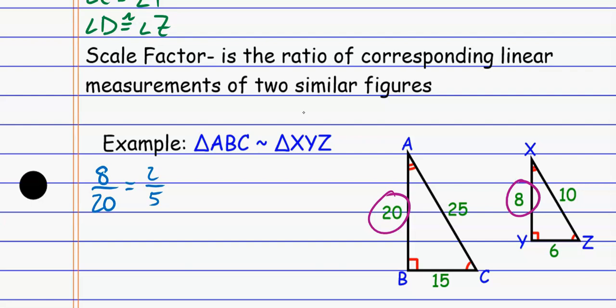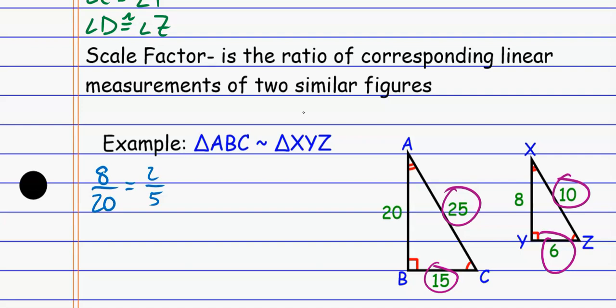If I were to multiply this 20 by 2 over 5, it gives me an 8. If I were to multiply this 25 by 2 over 5, it gives me a 10. If I were to multiply this 15 by 2 over 5, it gives me the 6. And that's why we call it a scale factor. It basically becomes the thing we multiply to get from one to the other.